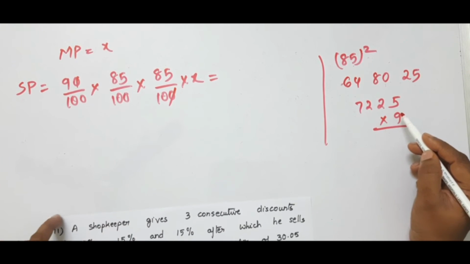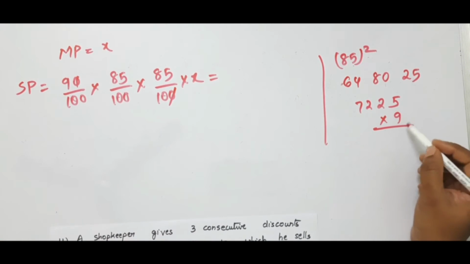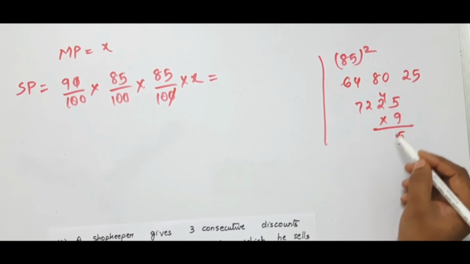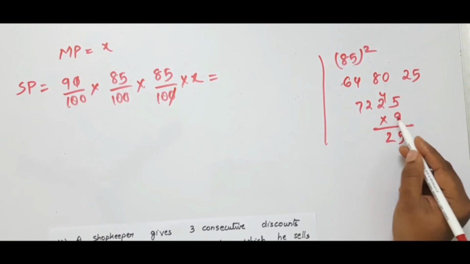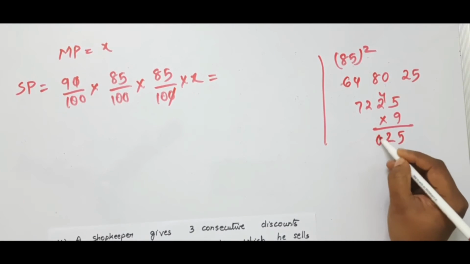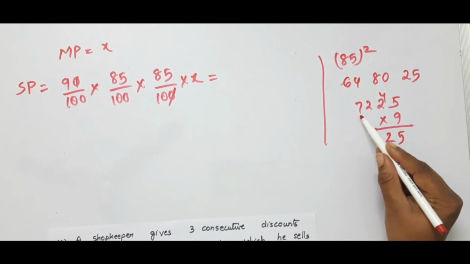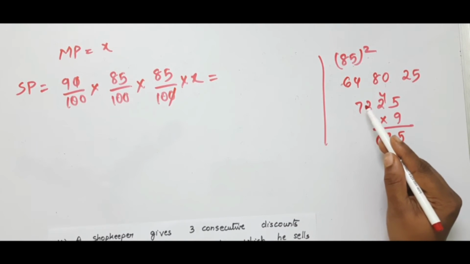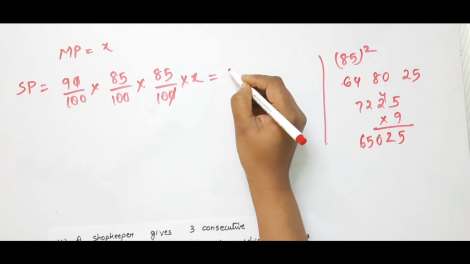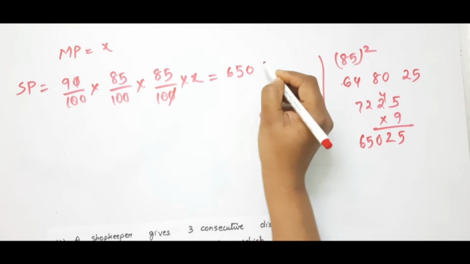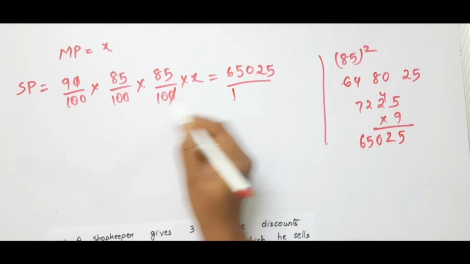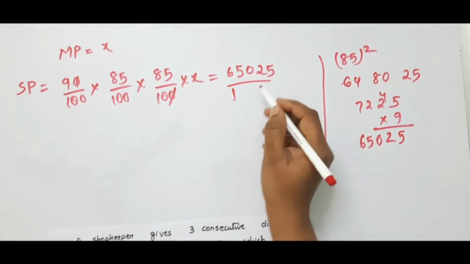I will give you the link in the description also. 9 into 5 is 45, 4 and it is 18. 18 plus 4 is nothing but 22, 2 and it is again 18. 18 plus 2 is nothing but 20 and it is 63 plus 2. 63 plus 2 is nothing but 65. So we got 65025 by, how many zeros? 1, 1, 2, 3, 5 zeros.